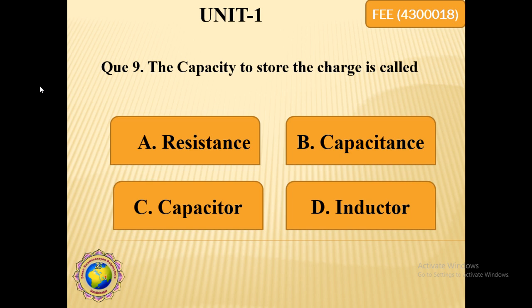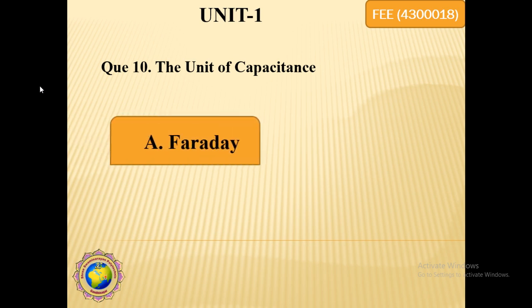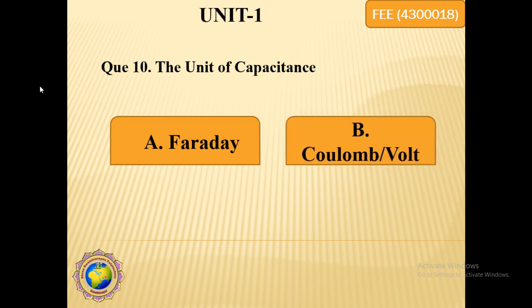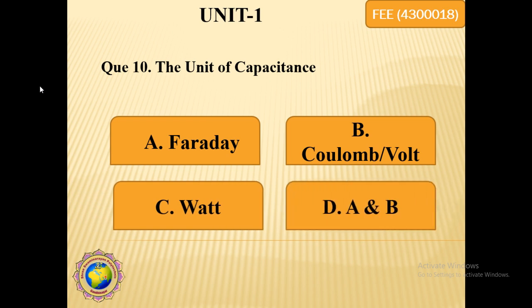Then we are moving on to question number 10. The unit of capacitance is. What is the unit of capacitance? That you have to write. The options are A Faraday, B coulomb per volt, C watt and D A and B both. Okay, carefully note down your answer.